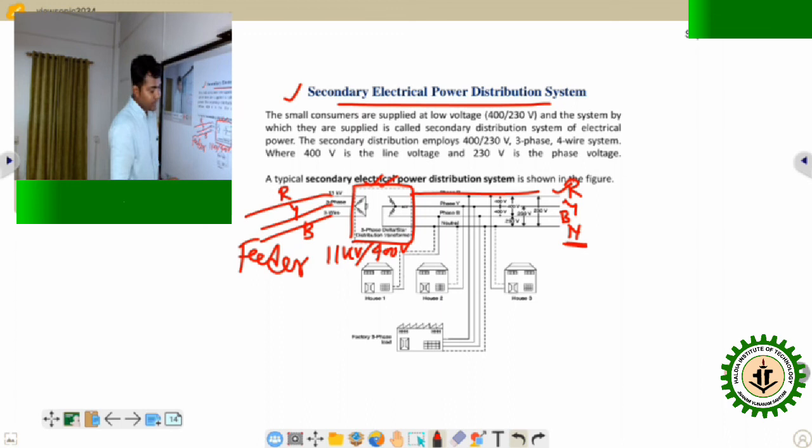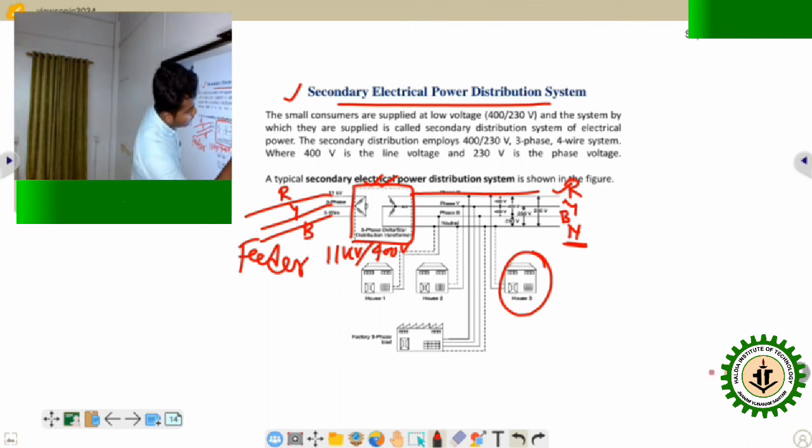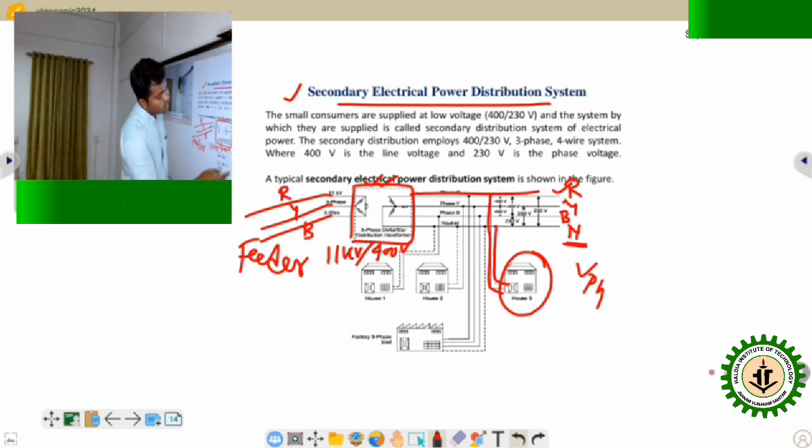Suppose one wire from one phase, and another wire from the neutral, in phase and neutral, and this voltage is called phase voltage. The voltage between any one phase R, Y, B and the neutral is called single phase voltage, and the three phase voltage means the line to line voltage. So you know that the line to line voltage is 400 volt. The voltage between R and Y, Y and B, or R and B is the line to line voltage, or 400 volt. And this voltage is 230 volt.